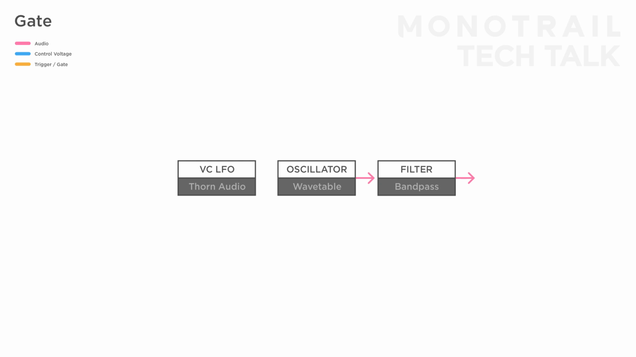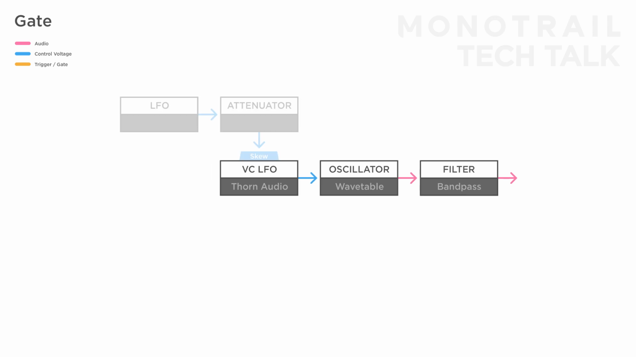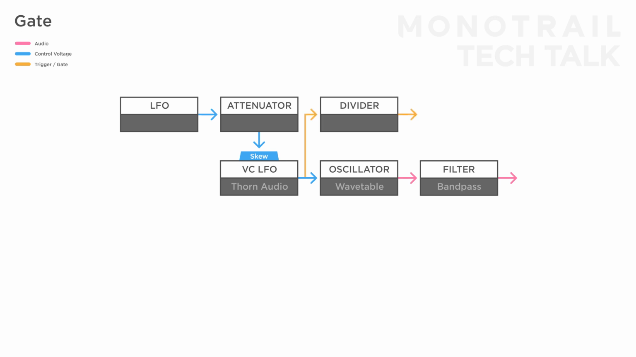In this drone setup, the VCLFO is used as the master clock and pattern generator. The gate output is modulating a wavetable oscillator, passing through a bandpass filter. An attenuated LFO is used to modulate the skew and create subtle differences in the pattern. At the same time, a multiplication of the gate signal is used to forward the clock divider that triggers a slow envelope modulating the frequency of the bandpass filter.